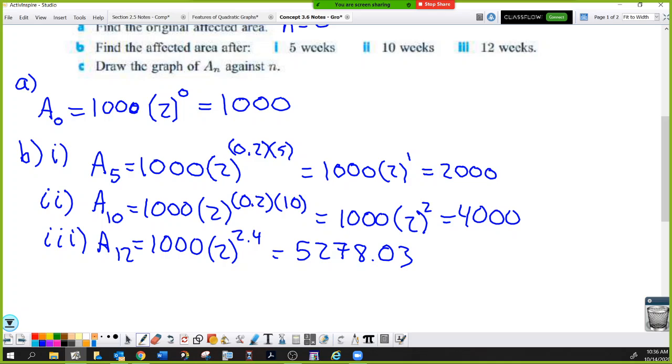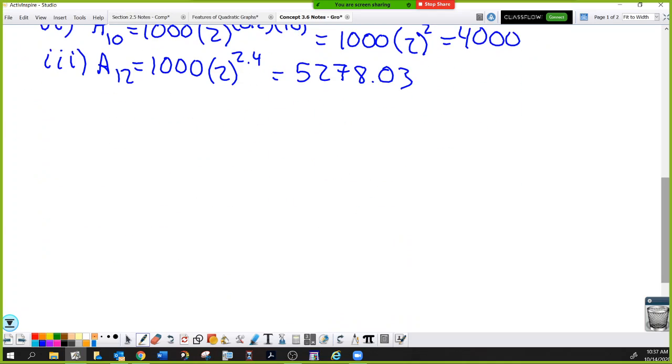And then C says to draw a graph. But that just means, why don't you just plot the points you just found? I mean, you just found 4 coordinates. Plot those bad boys. Now, this represents a real-world situation. So what is my domain? Zero to infinity, including 0. Negative time makes no sense at all. Remember, n is the number of weeks that we're covering. So our graph had better not go to the left of the y-axis because that would just mean negative time. And these are not time-traveling grasshoppers, folks.